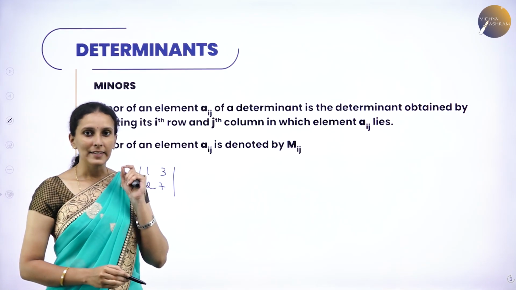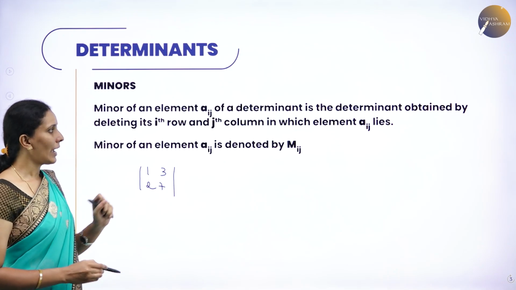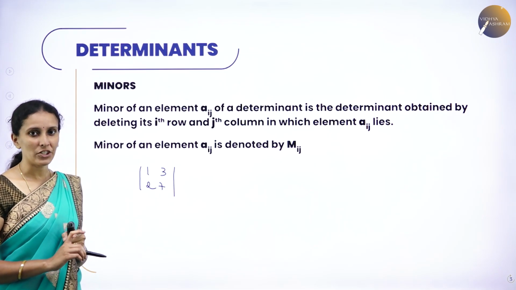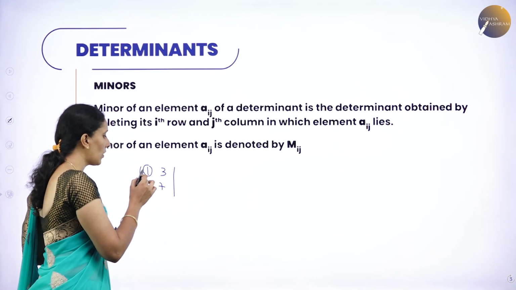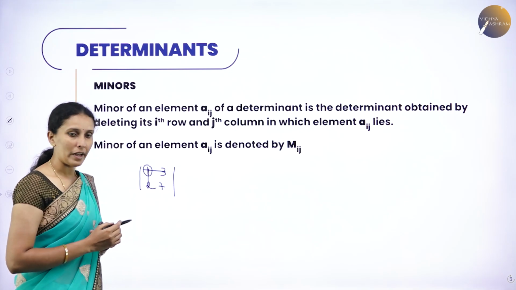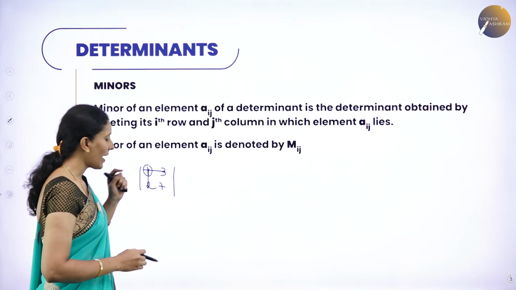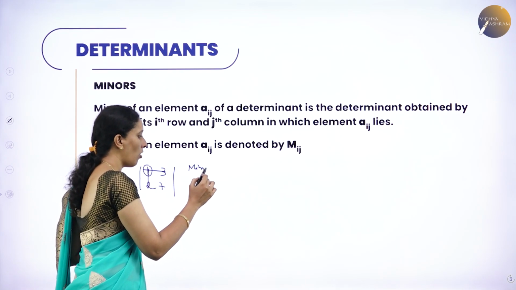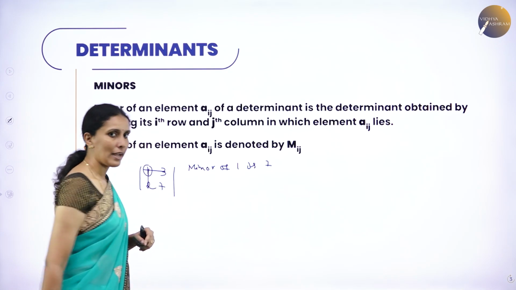A minor is an element which is obtained by deleting the ith row and jth column on which the element aij lies. So if I take 1, delete the row and column containing 1, what is the remaining element? That is 7. Therefore, the minor of 1 is 7. We write it as the minor of 1 is 7, like this.